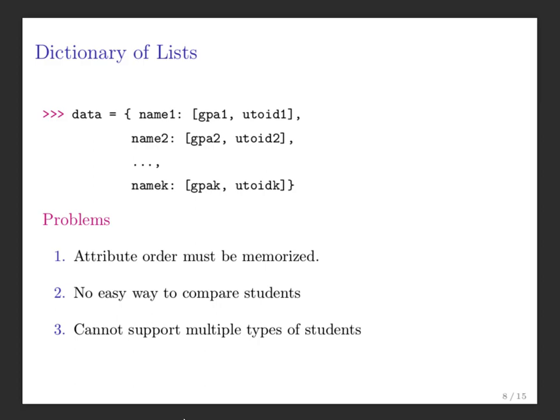There's not really a good way to compare students, right? You'd have to walk this whole dictionary to find the student with the greatest GPA. And you can't support multiple types of students, right? I can't add another attribute if I wanted, right?